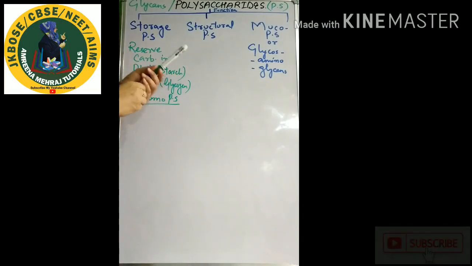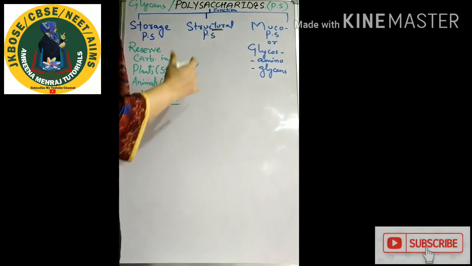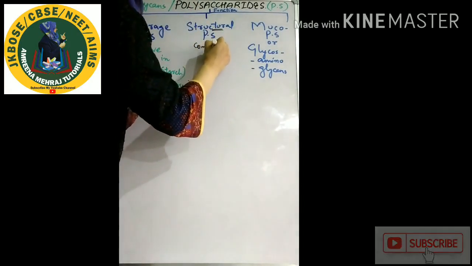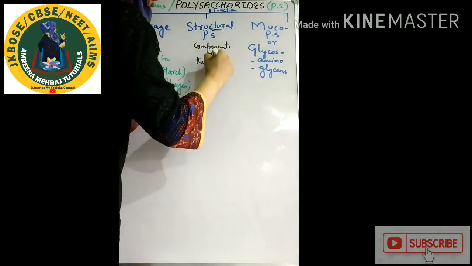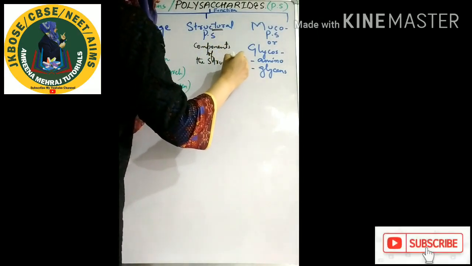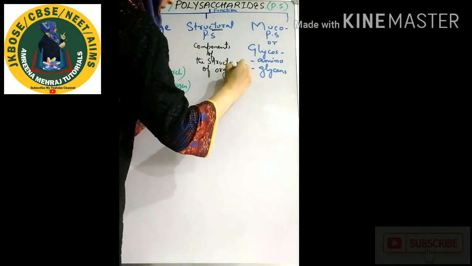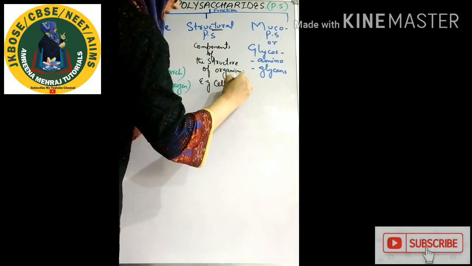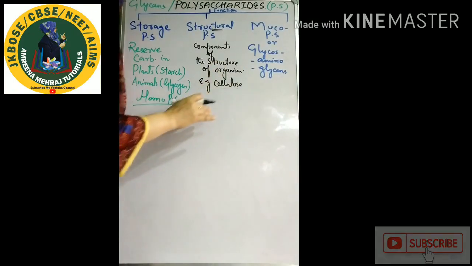As far as structural polysaccharides are concerned, the name indicates that they are going to be the structural component. So these polysaccharides are components of the structure of an organism. Say for example, I'll give you an example: cellulose. I earlier told you that this is a homopolysaccharide. It's only made up of alpha D glucose.